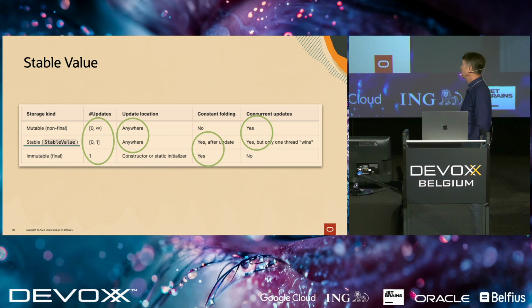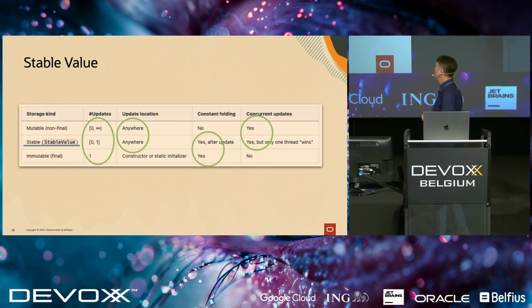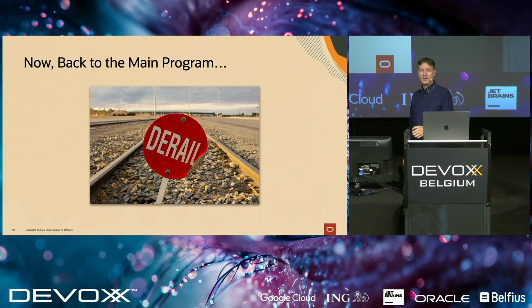So like a mutable field, you can update it how many times you want. And in a final field, it's always set one time. But the stable value sits in between, and it's either not updated or it's updated. So it's updated at most once. Just as with a mutable field, I can update it anywhere in my code. It's eligible for constant folding, just like a final value. And I can do concurrent updates, so the first thread that sets its value will actually win.